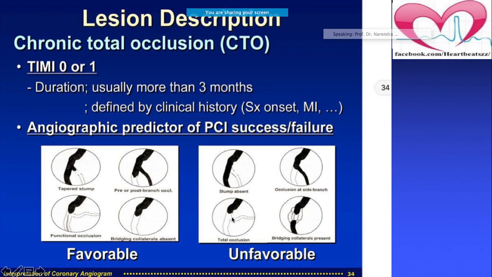Some of them may not be able to be opened. And how do you say that? The chronic total occlusion can be divided further into favorable and non-favorable. Favorable is when there is a tapered stump. Tapered stump means there is a little bit of extension into the minor branch. Similarly, a pre or post branch occlusion, so after giving a branch, there is occlusion. Otherwise, there is a functional occlusion. Functional occlusion means it may not really be occluded, but one may think occlusion is present. Similarly, bridging collaterals are absent. Bridging collaterals, what is bridging actually?